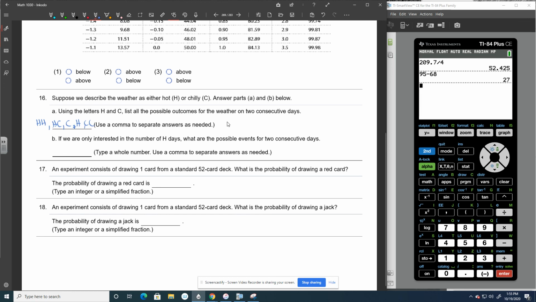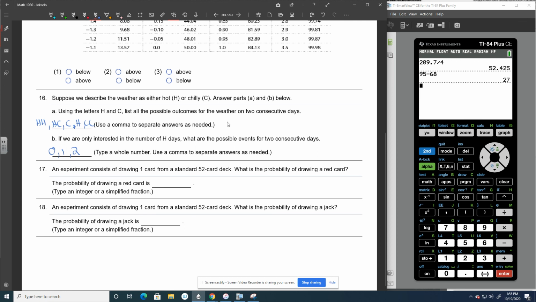But if we're only interested in the number of hot days, what are the possible events for 2 consecutive days? Well, you could either have 0 hot days, you could have 1 hot day, or you could have 2 hot days. So you could have 0 or 1 or 2 hot days. Number 17, an experiment consists of drawing 1 card from a standard 52 card deck. What's the probability of drawing a red card?